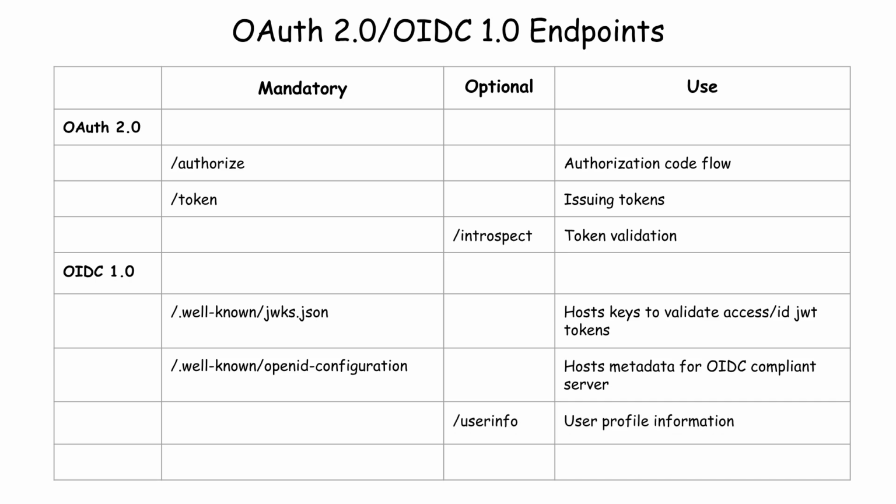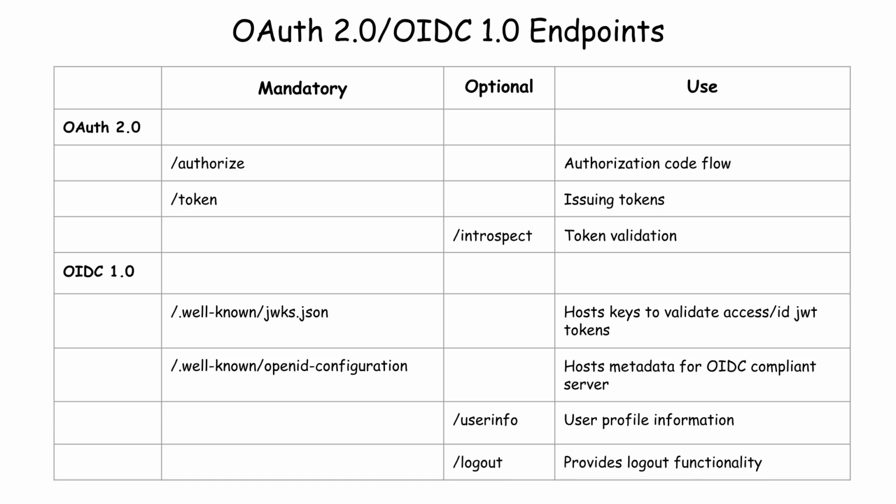The /userinfo endpoint is an optional but very useful endpoint where an application can retrieve more user profile information, like their name or email, using an access token. And finally, the /logout endpoint provides a standardized way to log a user out of their session.